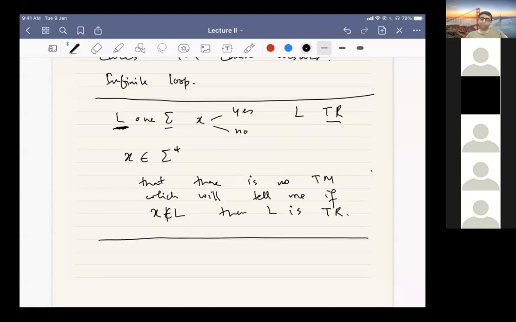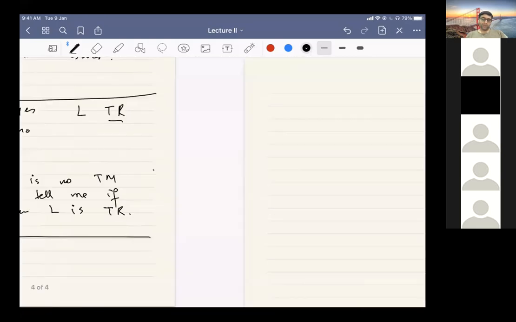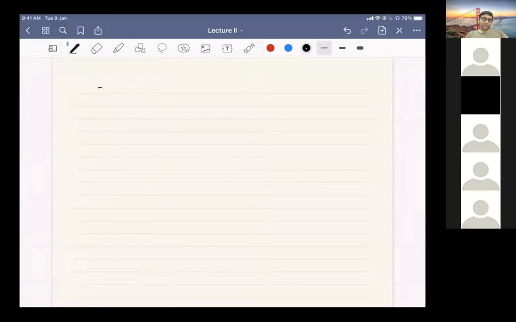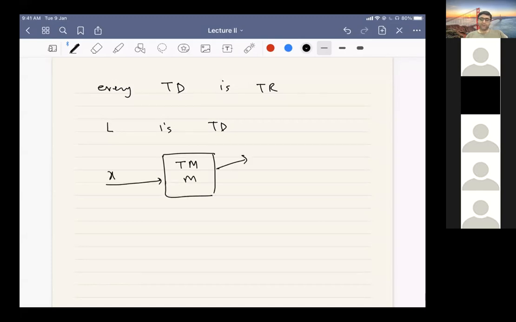Okay, so there is a question. What is the relationship between Turing recognizable and Turing decidable? The relationship is very simple: every Turing decidable language is Turing recognizable language. For example, suppose L is a Turing decidable language. It means that there must exist a Turing machine M, such that for every string X that is provided to it, it either accepts or rejects, right? So let me write these on the arrows.